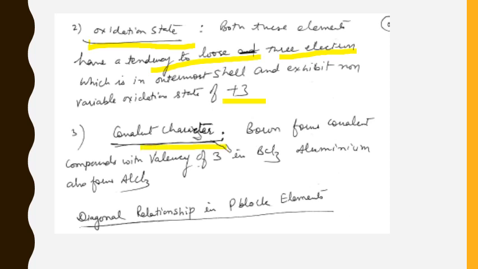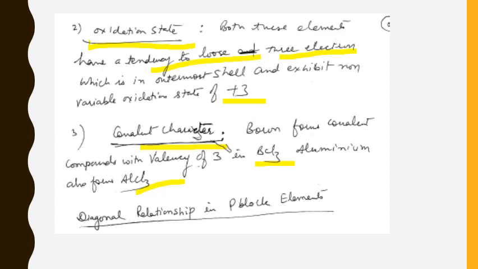Then we have the similarity in covalent character also, because they form halides like boron trichloride and aluminium trichloride, with a valency of 3 for both. So these are the similar characteristics found in boron and aluminium in the p block elements.